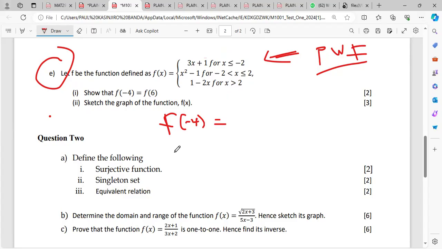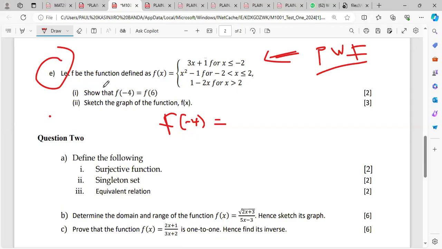Okay, so I was saying that this is a piecewise function, where a certain equation is only valid in a certain region, right? We can see that the x plus 1 there is only valid when x is less than or equal to -2. And then this x squared minus 1 is only valid when x is greater than -2 but less than or equal to 2. And then this 1 minus 2x is only valid when x is greater than 2, right?